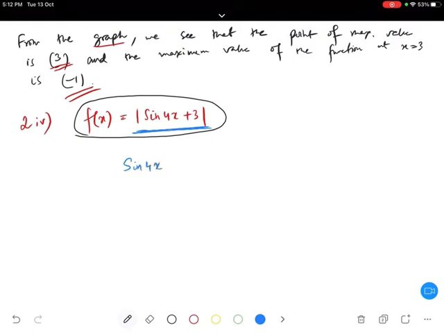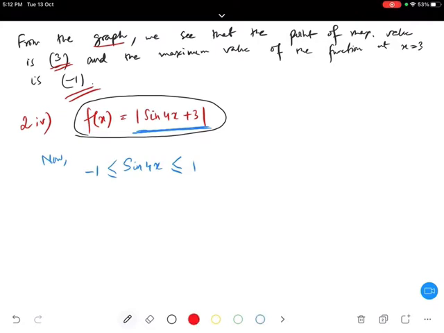Can anybody tell me what is the maximum value of sine 4x? Sine 4x, sine 15x, sine 20x, sine 1000x. No matter sine of what angle we have, the maximum value is always 1 and the minimum value is always minus 1. Always remember this thing.